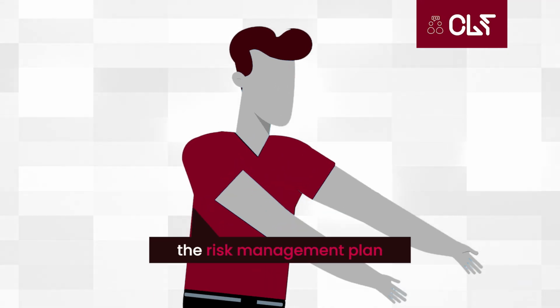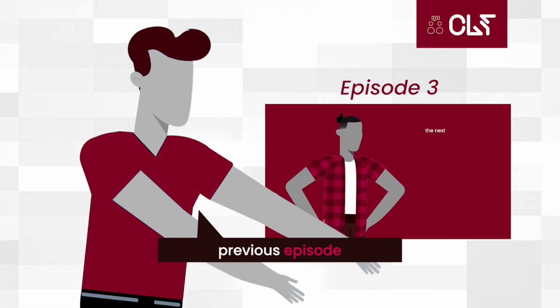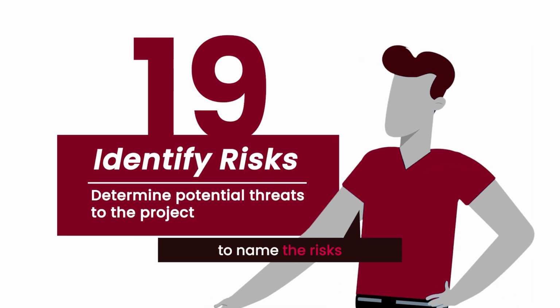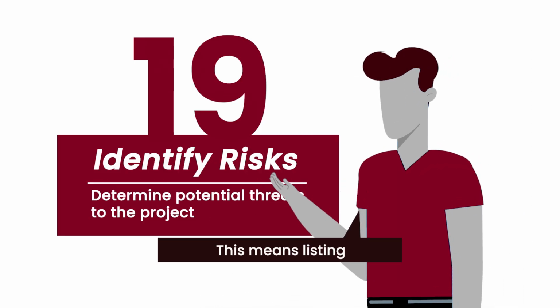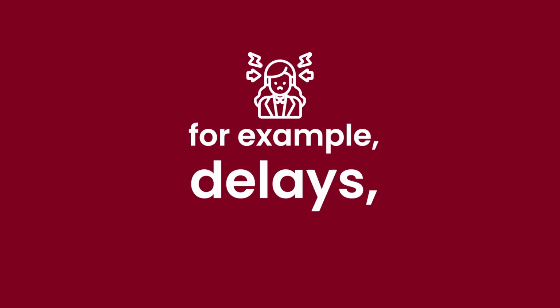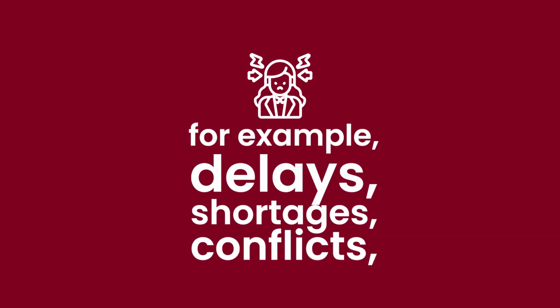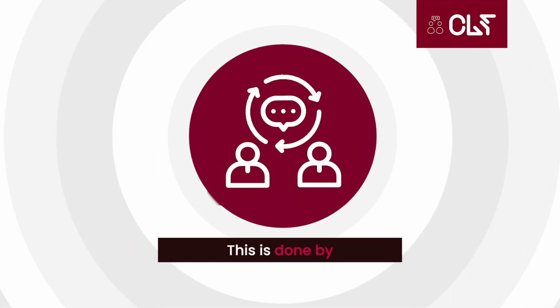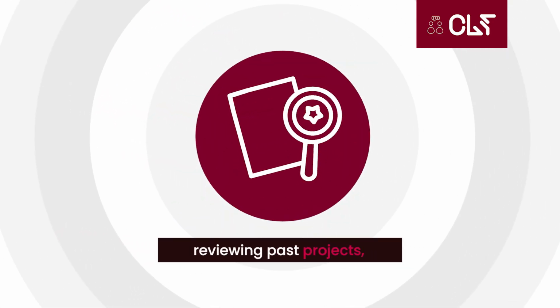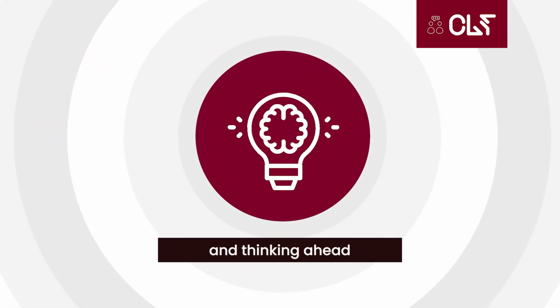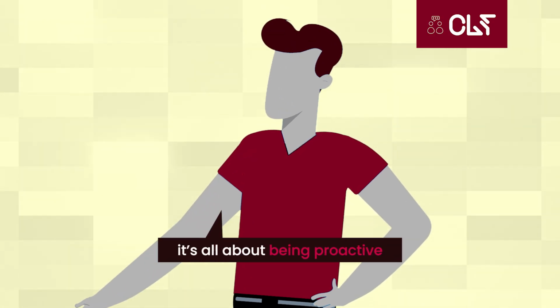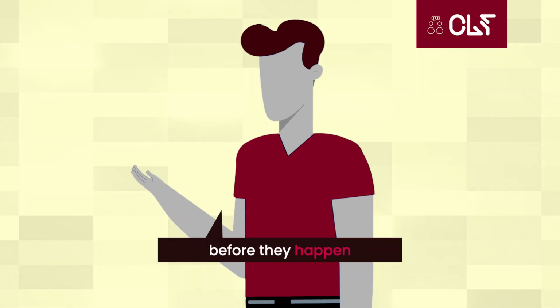Now that we've got the risk management plan as explained in the previous episode, it's time to name the risks. This means listing anything that could go wrong. For example, delays, shortages, conflicts, anything that might get in the way. This is done by asking the team, reviewing past projects, and thinking ahead. In projects, it's all about being proactive and seeing problems before they happen.